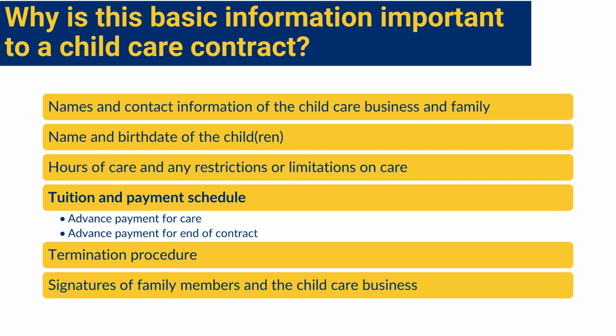Include tuition and payment schedule. Just as other businesses list terms of payment in their contracts, so should a family child care contract. Clearly state when payment is due and the acceptable forms of payment. We highly suggest including two clauses on the following topics in this section of the contract.